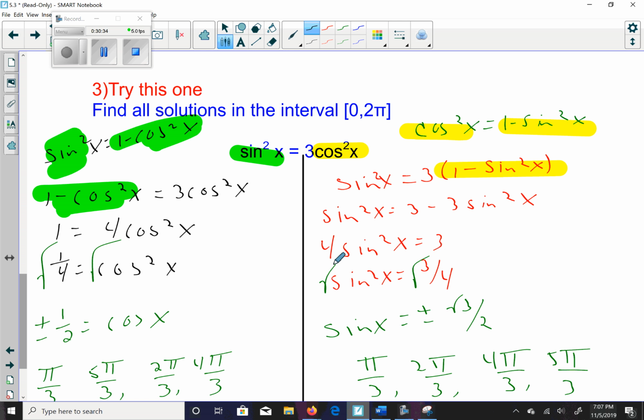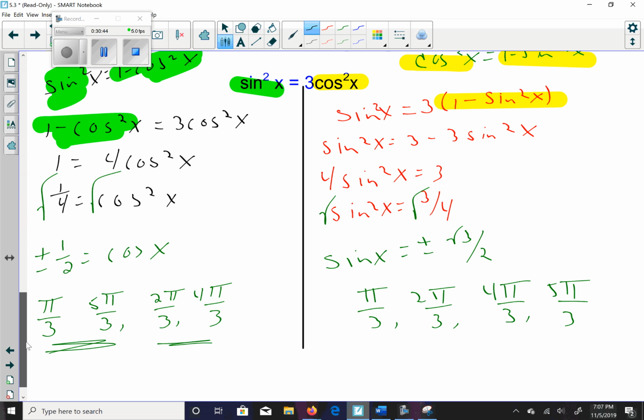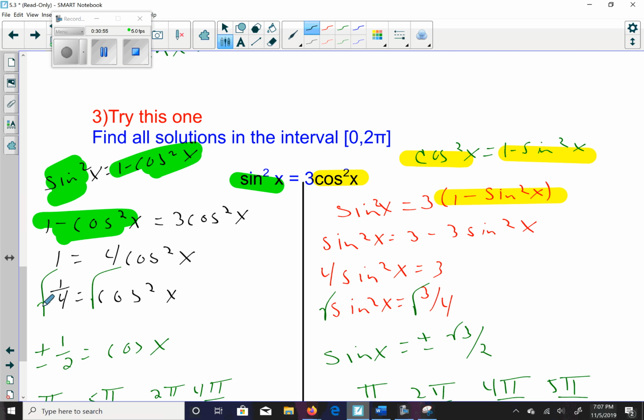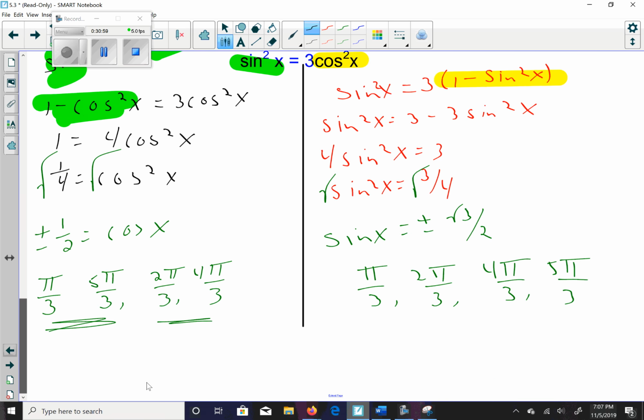Taking the square root, the square root of 3 is the square root of 3. Square root of 4 is 2, plus or minus. And then when I ask myself, when is the sine equal to plus or minus the square root of 3 over 2, I end up with the exact same answers that I ended up over here. So it does not matter how you did it. You're still going to get the same answers. This question just asked for the interval from 0 to 2 pi. So I just have to write those. So again, you only need one set of work. It does not matter which way. You get the same exact answers.